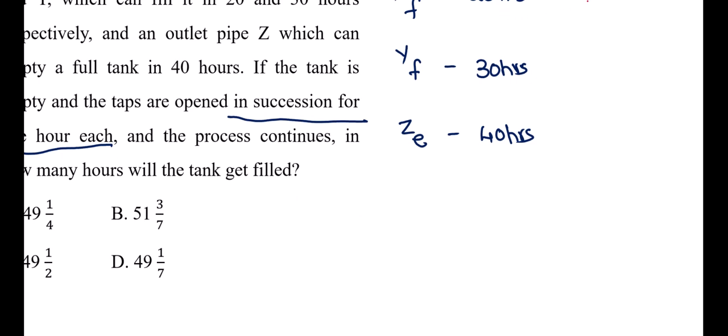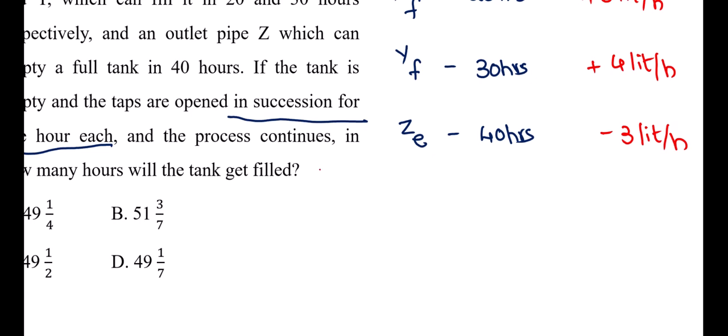X can fill it in 20 hours, which means it fills 6 liters per hour. Y can fill it in 30 hours, which means it fills 4 liters per hour. X is filling, Y is filling, Z is emptying. 120 liters in 40 hours means Z is emptying 3 liters per hour. The plus and minus symbols are important: X is filling, Y is filling, Z is emptying.